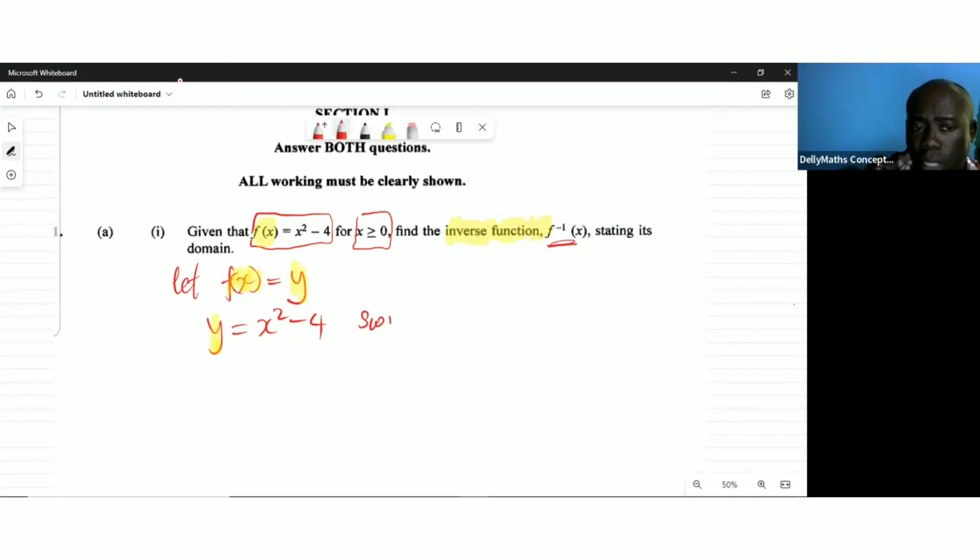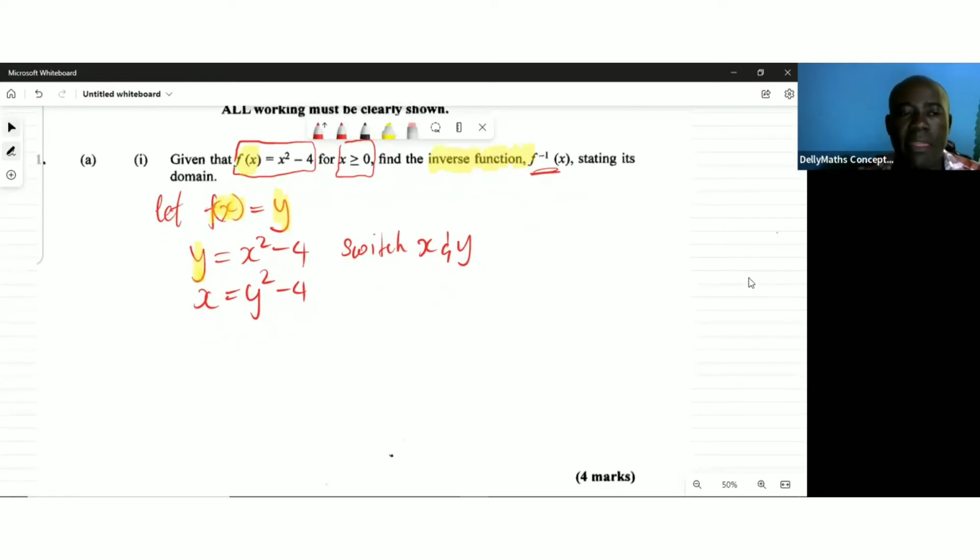So step 1, we are supposed to switch x and y. So we switch it. x is equal to y squared minus 4. So we're doing it ordinarily, all right? And then from here, we're transposing. You understand? We want to transpose for the new y.